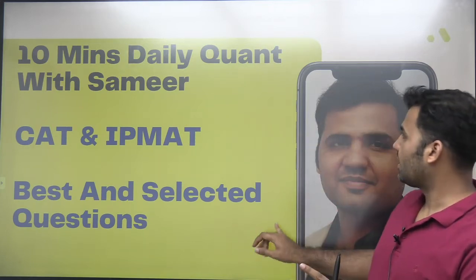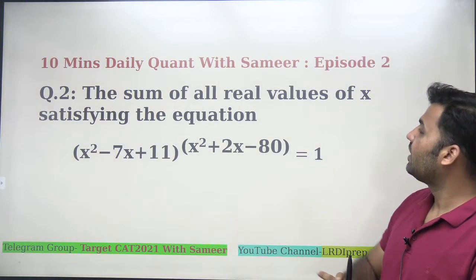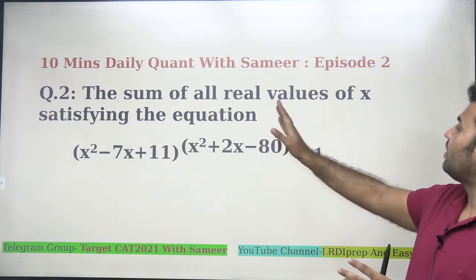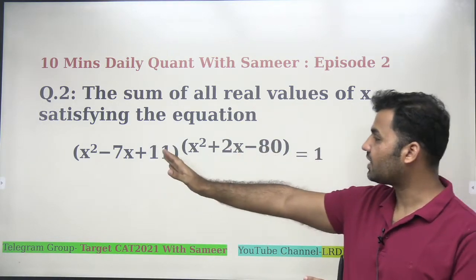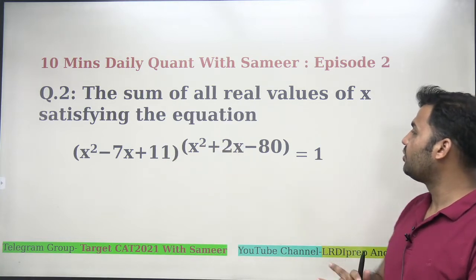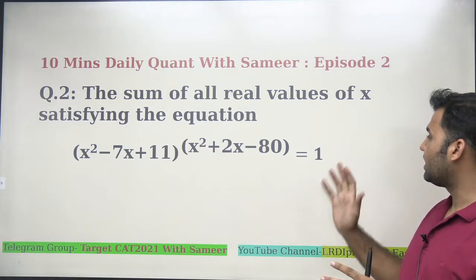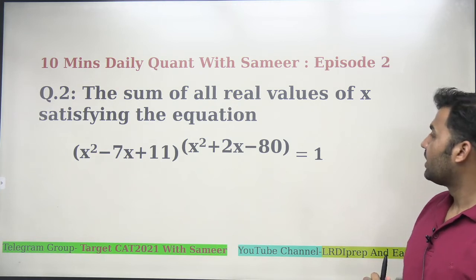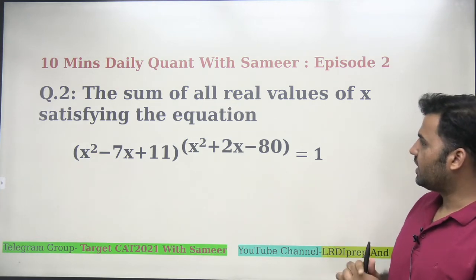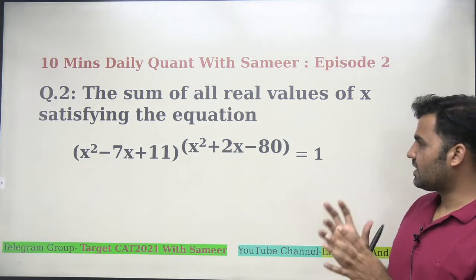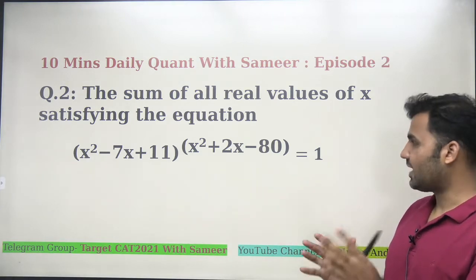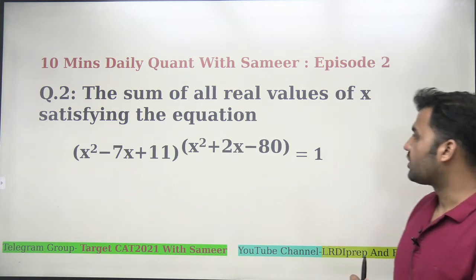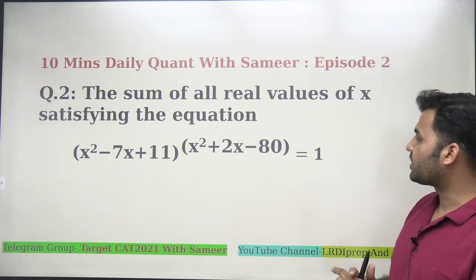And the question for the day is this one. Question number 2, it says the sum of all real values of x satisfying the equation x square minus 7x plus 11 raised to power x square plus 2x minus 80 equal to 1. I would say that this type of question is likely to appear in the exams like CAT and IPMAT and other MBA exams. Students preparing for government exams can leave the question like this.